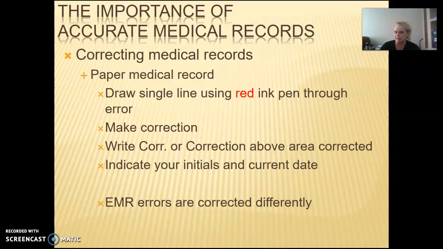Now this we talked about, right? So this is a paper chart. Just remember, if you have an error in the chart, no big deal. Just draw a single red line, not a scribble, because a scribble looks like we're hiding something. So it's going to be a single red line. You write above it error, your initials, and then write the correct text above it.